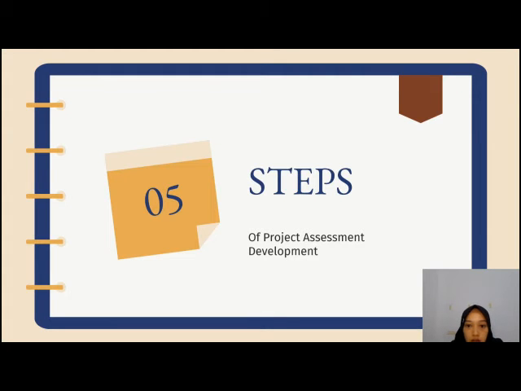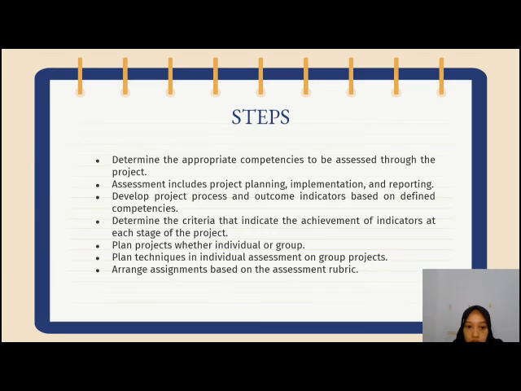The next is the steps of project assessment development. The first step is determine the appropriate competencies to be assessed through the project. The second is the assessment includes project planning, implementation, and reporting. The next is develop project process and outcome indicators based on defined competencies. The next is determine the criteria that indicate the assessment of indicators at each stage of the project.